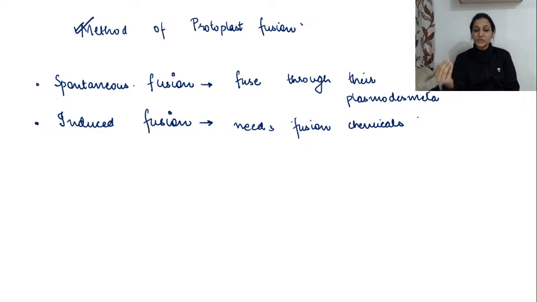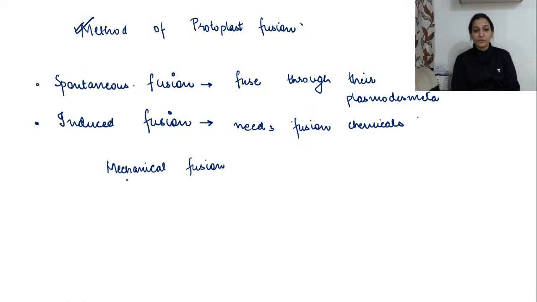Now protoplast fusion can fall into an altogether different category as well. So this is direct and indirect, spontaneous and induced. There is one more category, that is mechanical fusion. The term itself tells us it needs some kind of mechanical force. Then chemo fusion, which needs some kind of chemicals, and electrofusion, which needs electricity for fusing. So mechanical, chemo and electrofusion, right?